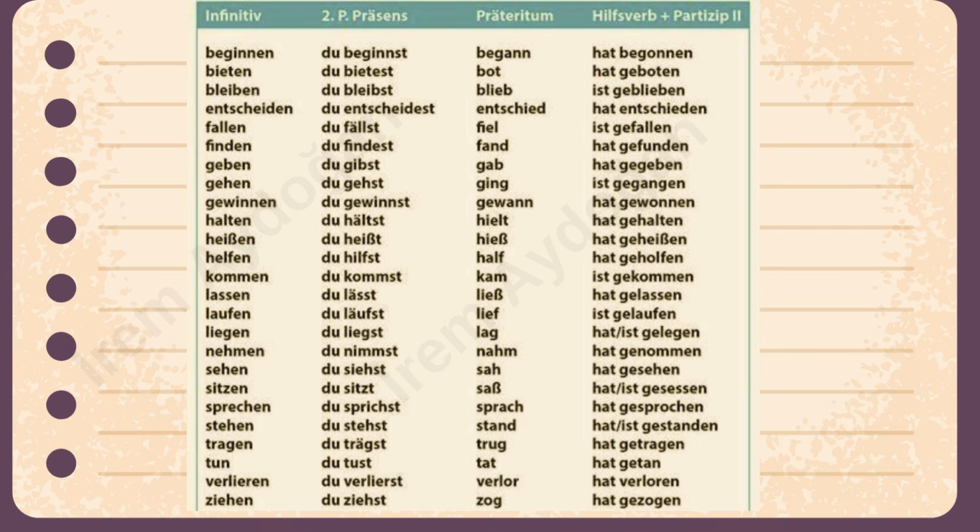If there is an action, you can use sein, like go, okay? Ging, gegangen. Ging is Präteritum, gegangen is perfect. Or kommen, gekommen, it takes sein. And if there is no action, we can use haben. Of course, it's not always, but generally we can decide like this. If there is an action, we use sein. If there is no action, we use haben with the verbs in perfect.